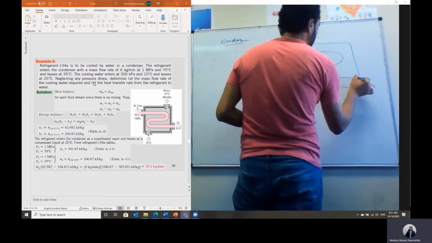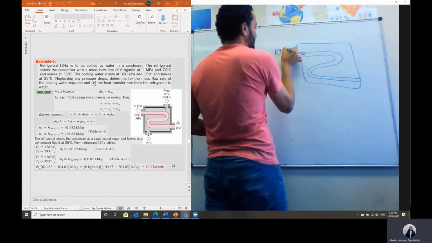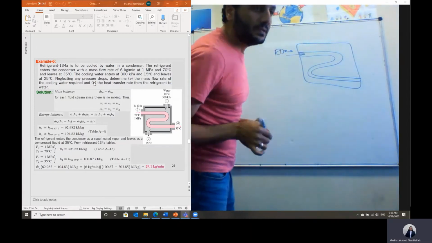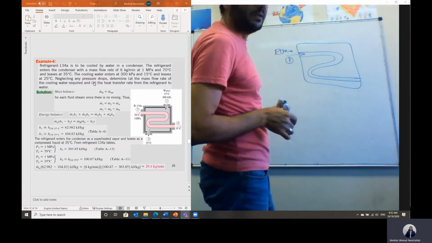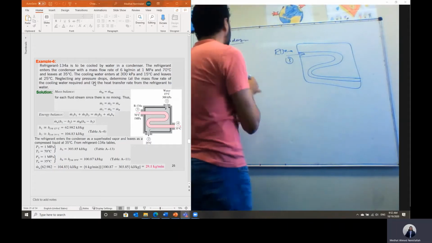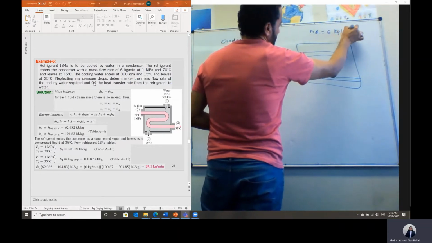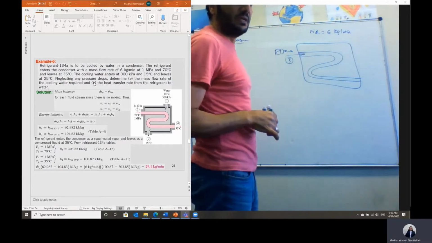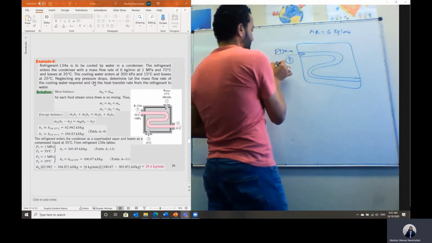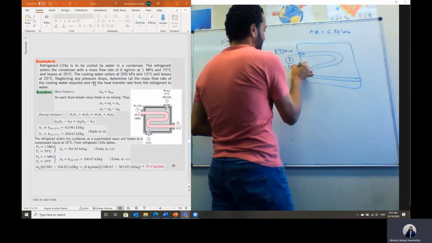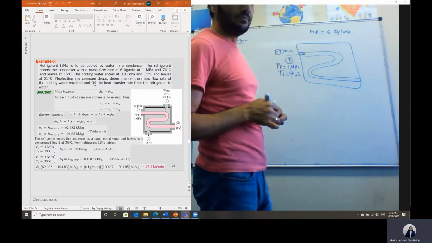So we have the hot refrigerant coming inside this tube. This is the refrigerant 134A. He numbered it as 3 here, so this is cross section 3. This hot refrigerant is coming with flow rate m dot refrigerant equal to 6 kilogram per minute. And the refrigerant is coming at section 3 with pressure 1 megapascal. So P3 is equal to 1 megapascal and temperature is equal to 70 degrees C.